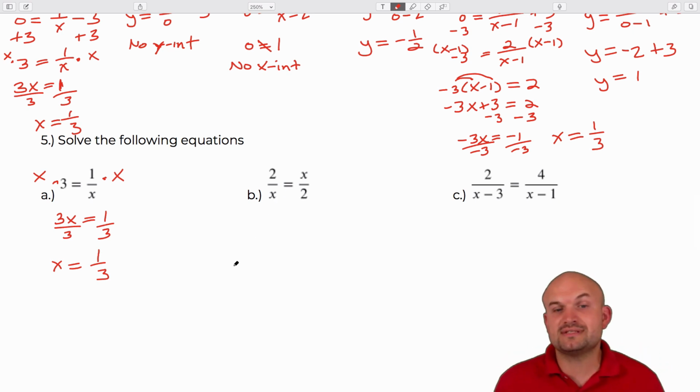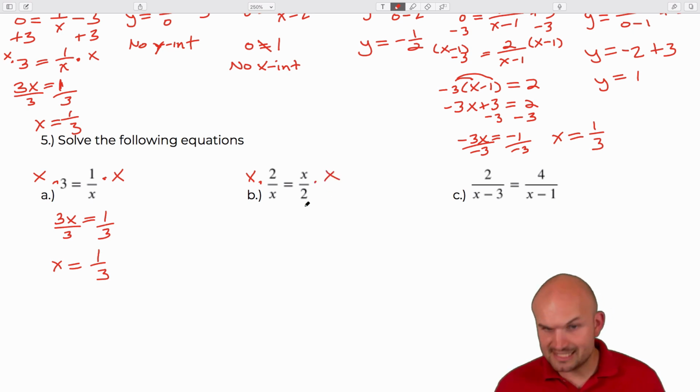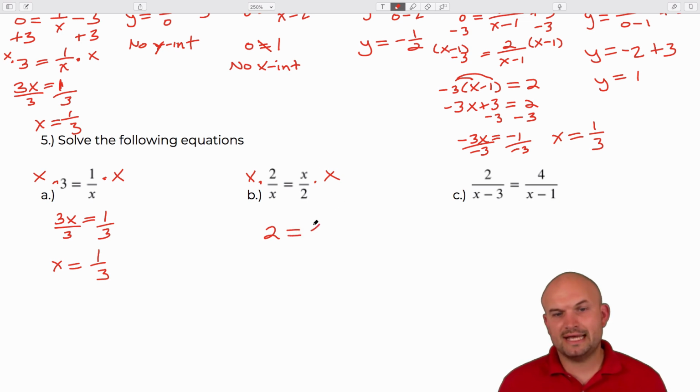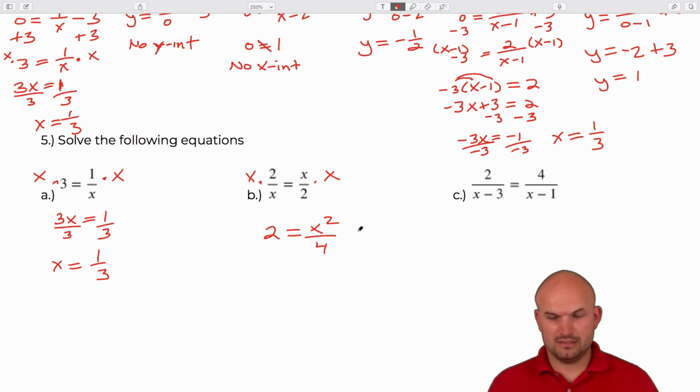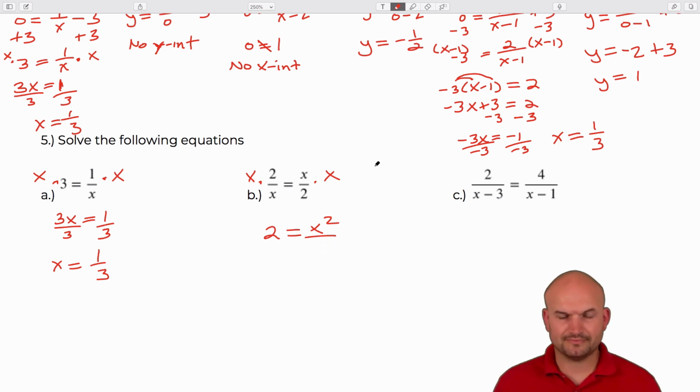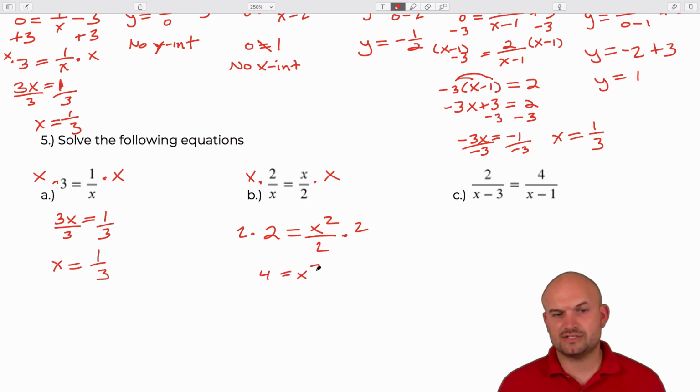Again, let's just go through the same process. If I want to get this x out of the denominator, I'm going to multiply by an x on both sides. The x is divided out over here, so that's going to leave me with a 2 over 2 x squared divided by 4. Now, if I want to divide by 4, divide by 2. Now, if I want to solve for x squared, I need to get the 2 off the denominator, so I'm going to multiply by 2 on both sides. That gives me a 4 equals x squared.